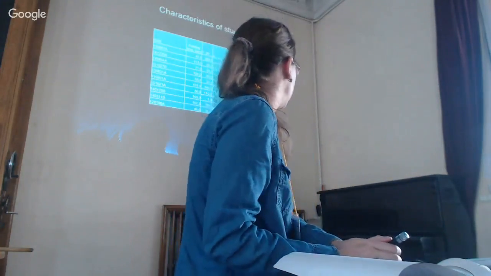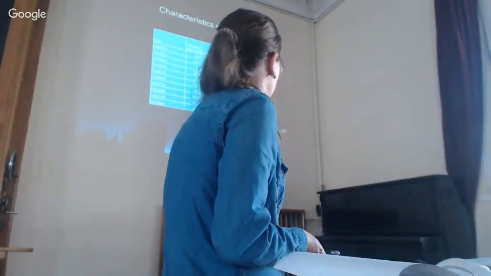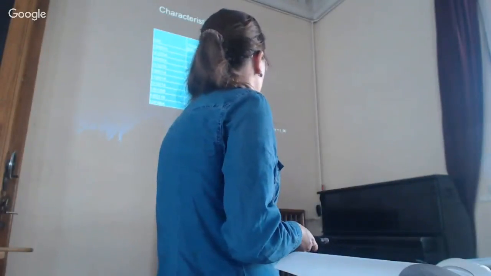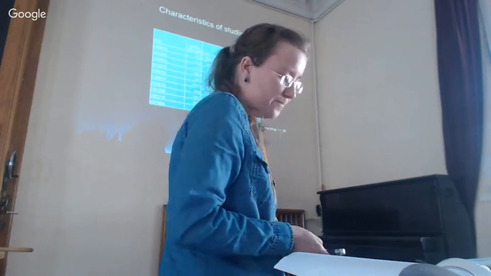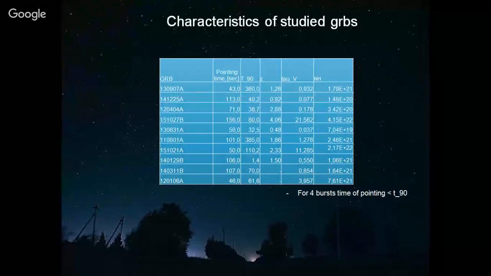So you can see here the characteristics of the studied GRBs, the 10 GRBs which we obtained. About these GRBs, I can say that they were lost because they were unpublished, and we found them in comparison with the GRB table, with the Swift GRB table, and with GCN circulars.